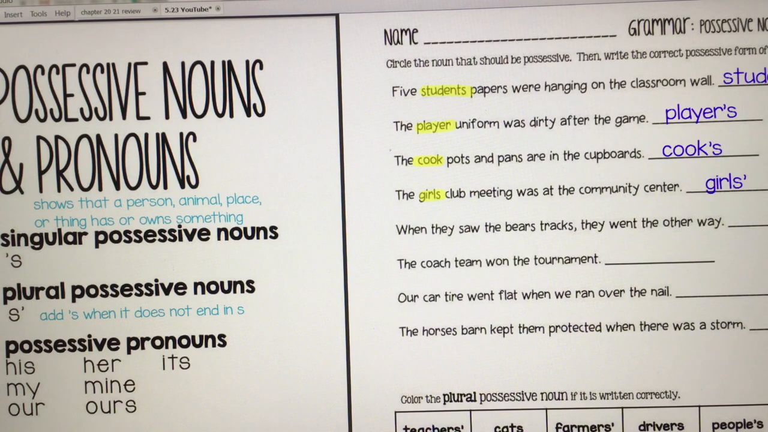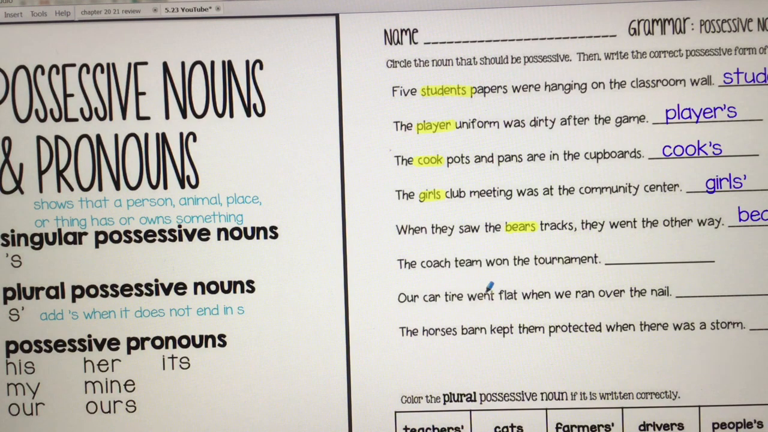The next one. When they saw the bear tracks, they went the other way. Well, whose tracks? The bear's tracks. And it has an S at the end. So it's talking about plurals, maybe more than one bear. So that's when it's already plural, has an S, and you're going to do an apostrophe after it.